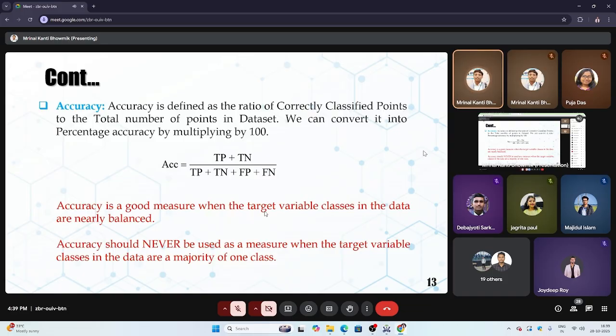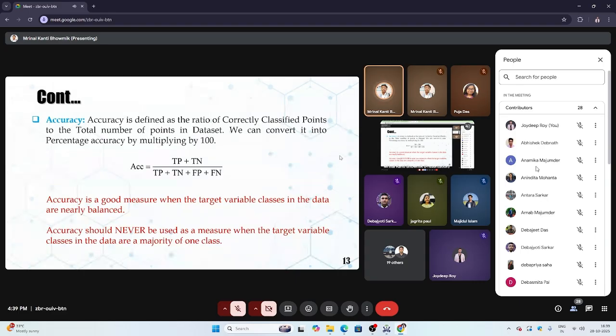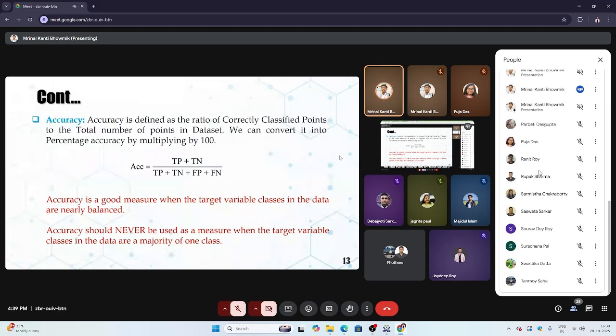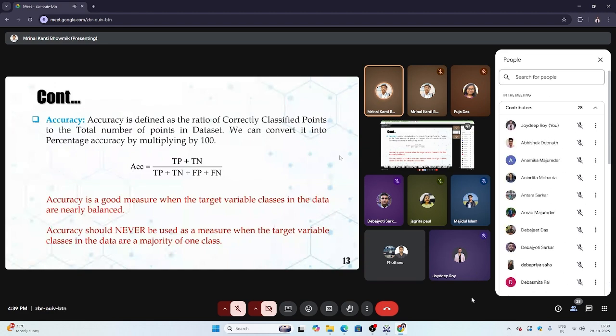Accuracy is a good measure when the target variables in the dataset are nearly balanced. It will always give a good result when the dataset is balanced for both classes. But accuracy should never be used as a measure when the target variable class is biased towards a certain class. Because if there are normal and abnormal classes, and most of the samples belong to the abnormal class, we cannot use this as a basic performance evaluation metric.